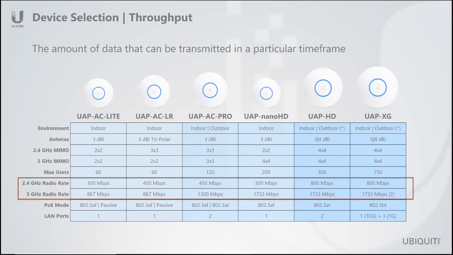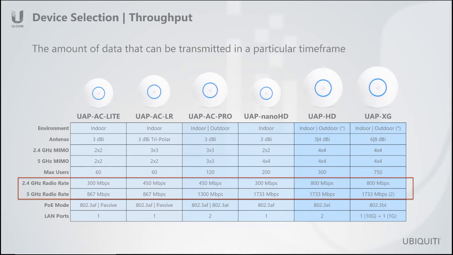As well as for 5 gigahertz radios, again, the XG, since we talked about this, has a couple of radios in it, which will be useful for adding twice as many clients, which means that it will have an aggregate throughput of 1733 per two radios.